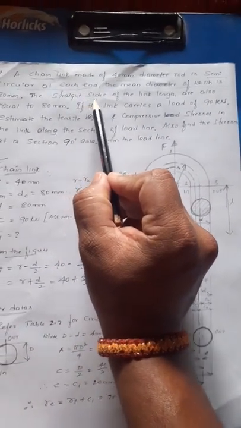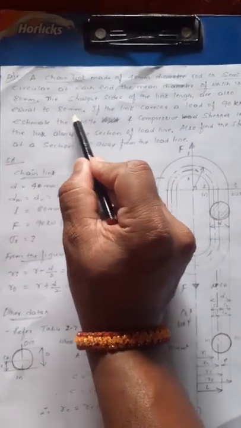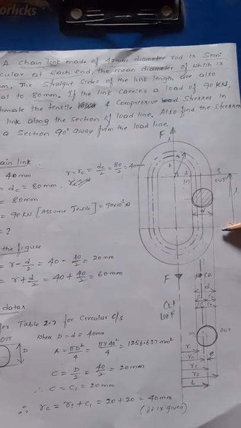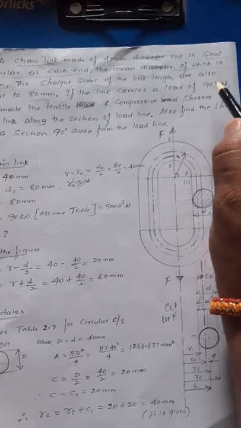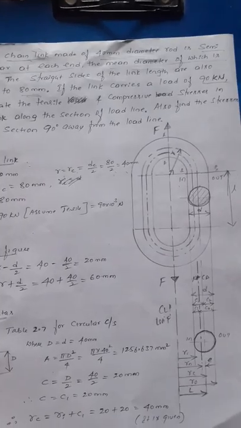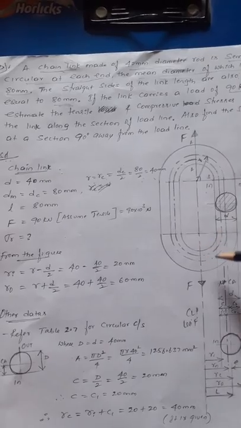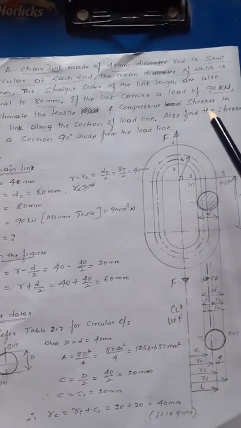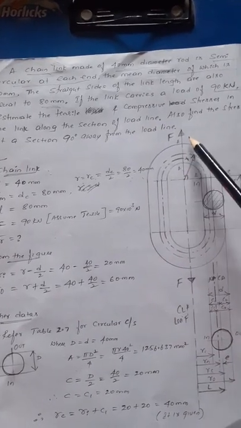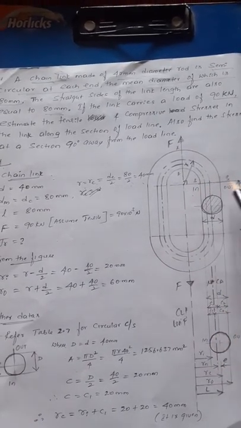Now the straight side of the link length is also equal to 80 mm. The straight side of the link length means L is 80 mm, as given. If the link carries a load of 90 kN, it is not given whether tensile or compressive, so assume it as tensile. The load is 90 kN. Estimate the tensile and compressive stresses in the link along the section of the load line, that is AA, and also find the stresses at a section 90 degrees away from the load line, that is BB.